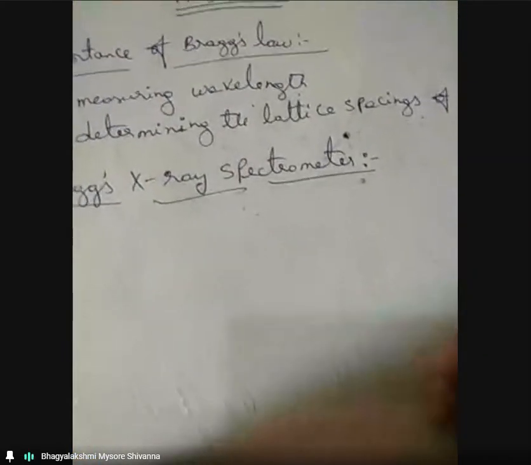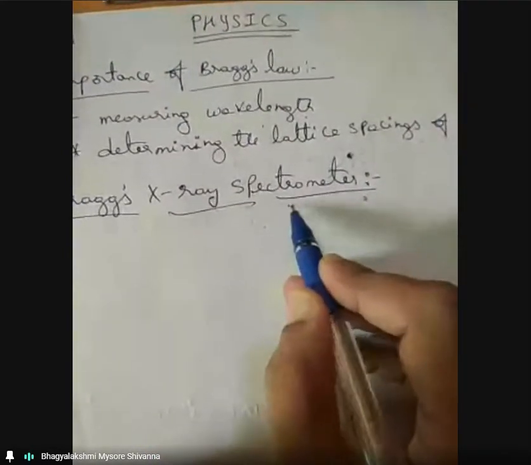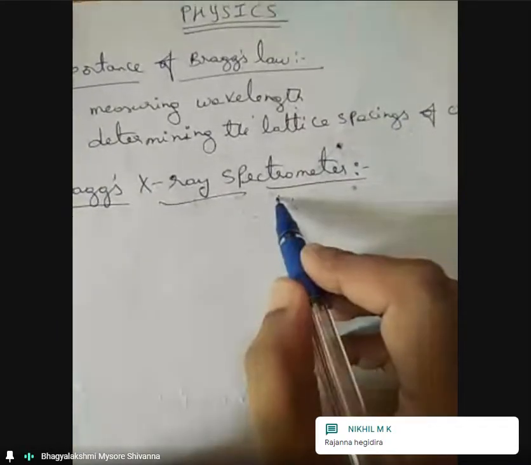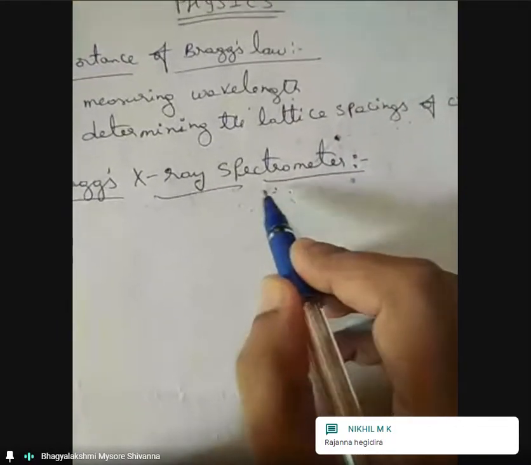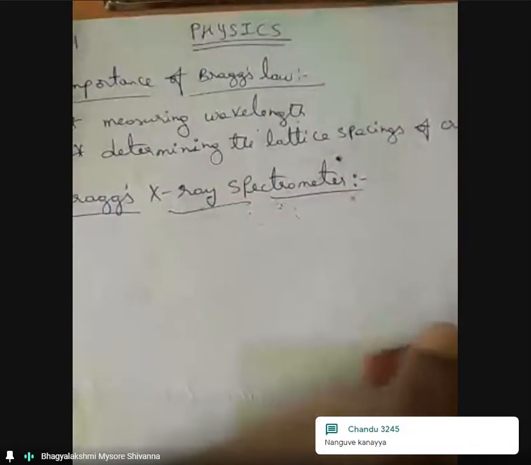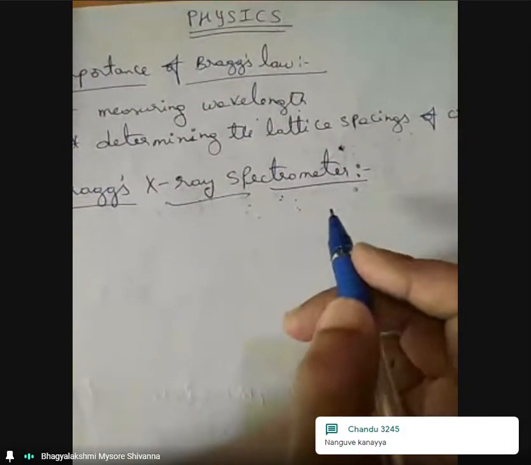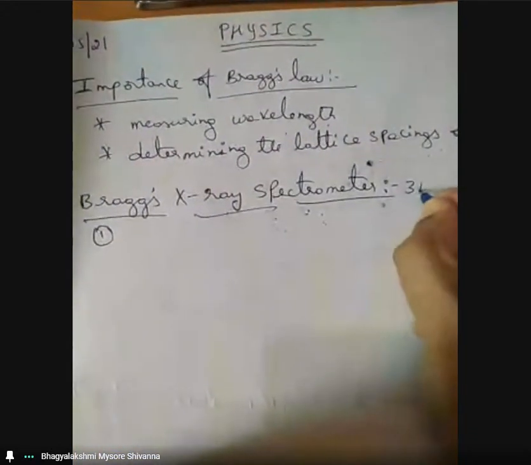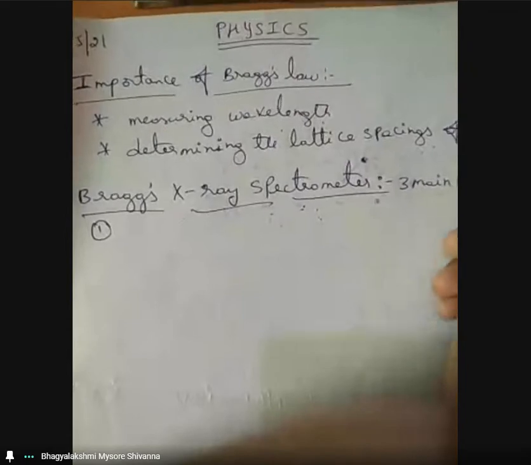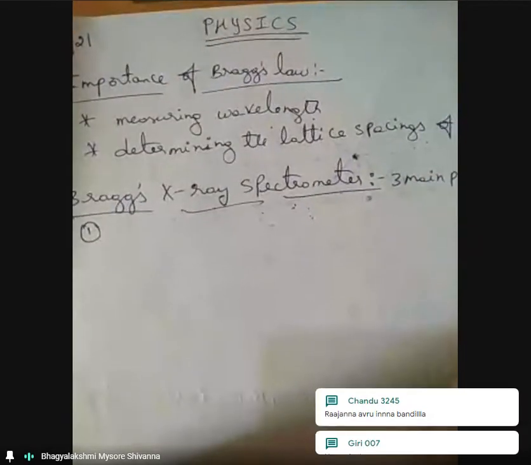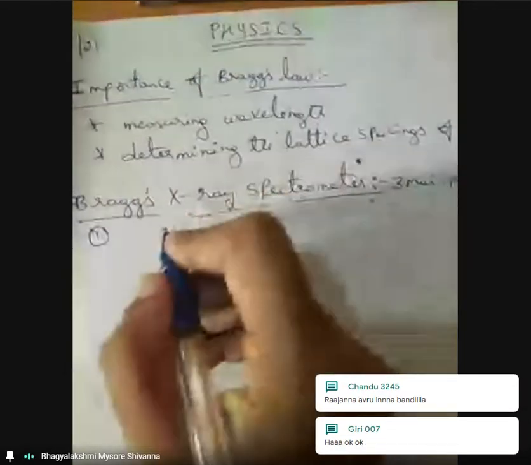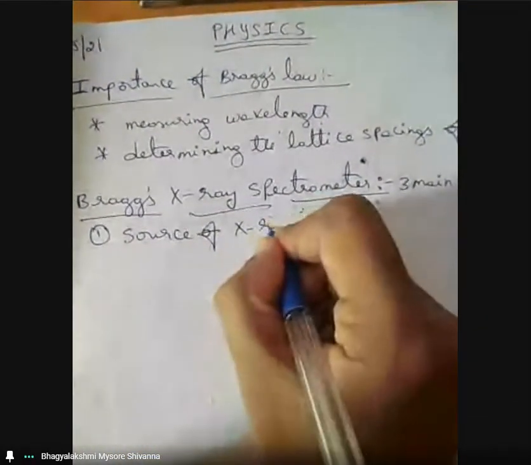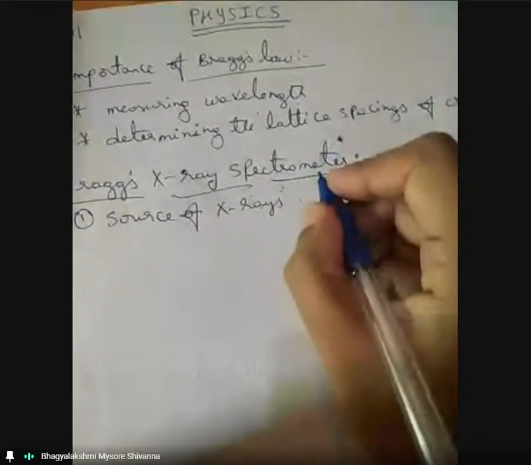This Bragg's X-ray spectrometer works on the principle of Bragg's law. It consists of three main parts. The first one is a source of X-rays. We need a source of X-rays.